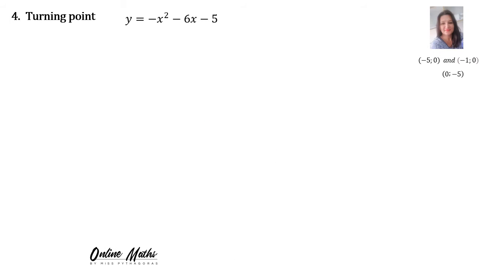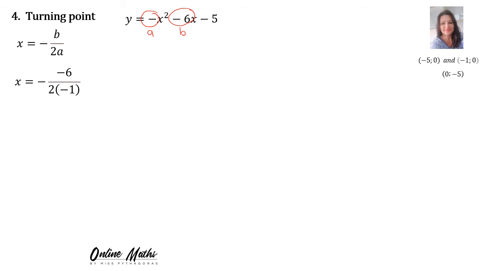Step 4 is to find the turning point. We find the x of the turning point with the formula x is equal to minus b over 2a. Now let's have a look here. Can you see the b value is -6 and the a value is -1.